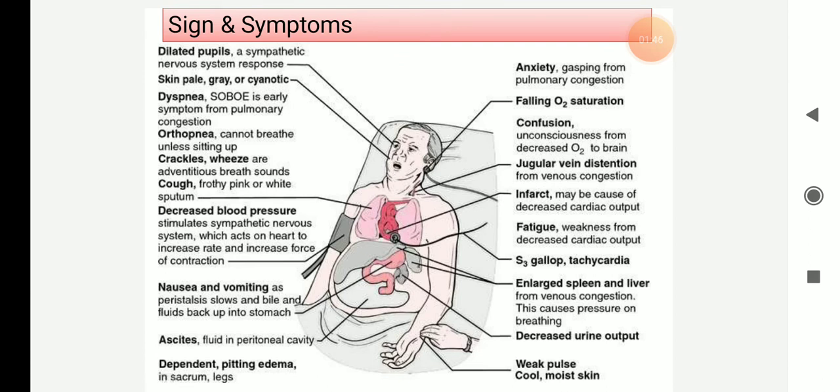In this slide, there are the various signs and symptoms of heart disease. In that: dilated pupils, skin pale or gray, dyspnea, orthopnea, cough, decreased blood pressure, weak pulse, enlarged spleen and liver, confusion, anxiety, nausea, vomiting, jugular vein distension. These all are the signs and symptoms of heart failure.